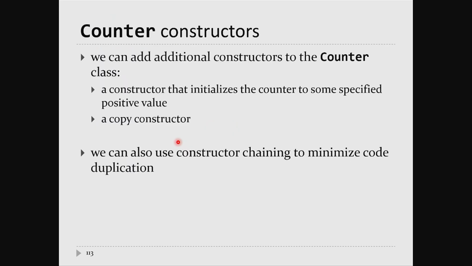OK. Now what about the counter class? The counter class is even simpler than the point2 class. It only has one field. So we already have the no argument constructor, which sets the counter to 0. You can create another constructor that sets the counter to some specified value. And you can also add in a copy constructor. And then you can use constructor chaining to minimize all your code duplication.